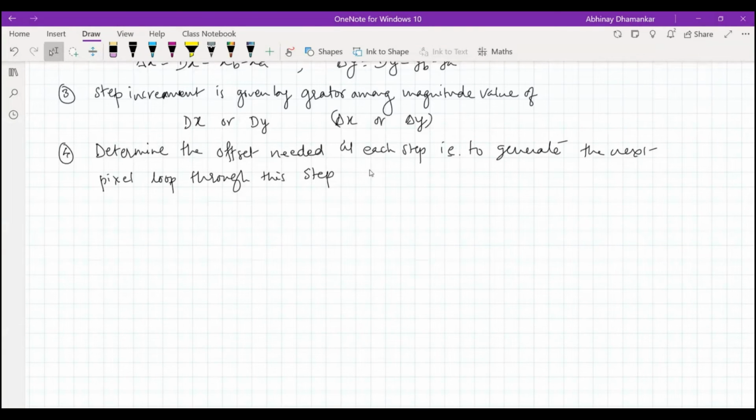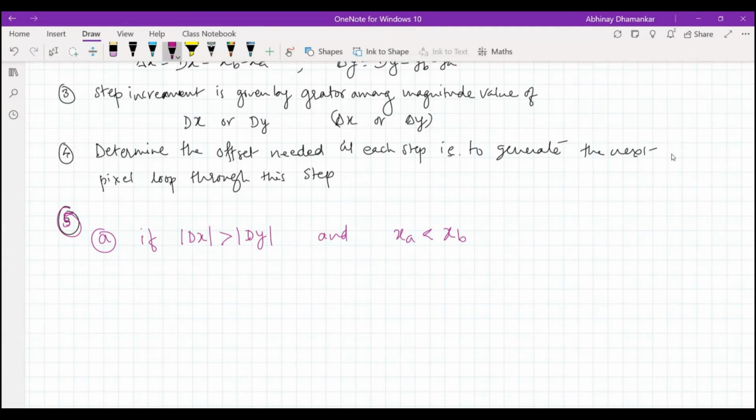Okay, fine. And after that, a very interesting and very confusing part will be starting. Fifth point. Okay, fifth point, and I will take a different color here. Fifth point for the algorithm. Let's say A part and B part. Now if dx greater than dy, ये अभी हमने केस देखा हुआ है हमारे इसमें, and xa less than xb. Okay, what does it mean?